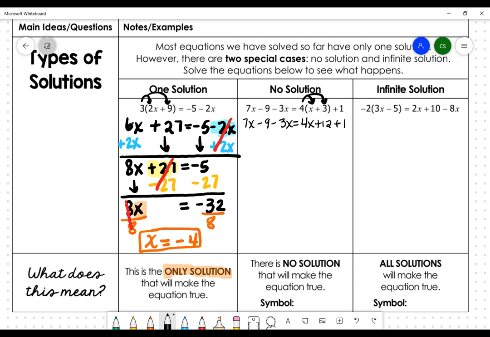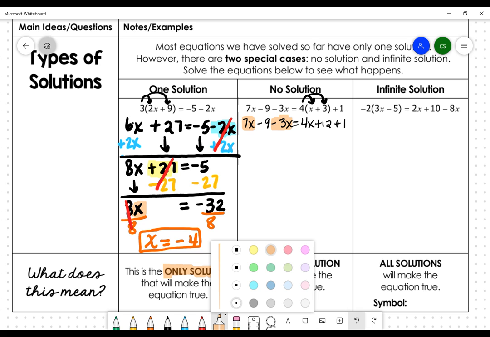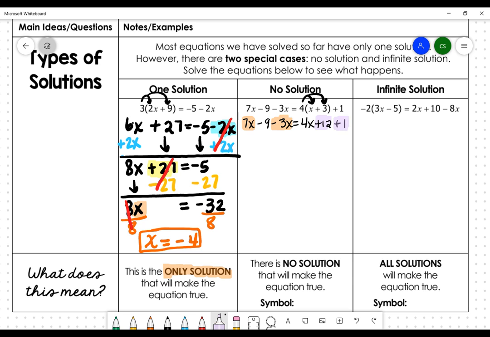If you notice, I have like terms on both sides of my equation. I have like terms with 7x and negative 3x. And then I have like terms with positive 12 and positive 1. So I need to combine my like terms. So 7x minus 3x gives me 4x. And 12 plus 1 gives me 13.